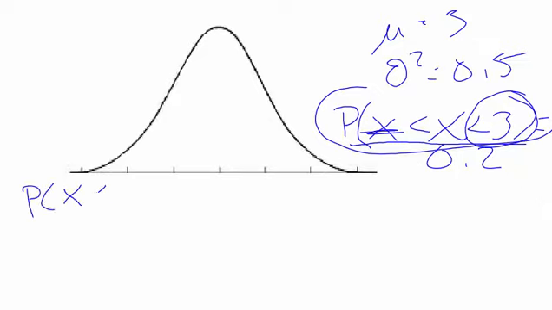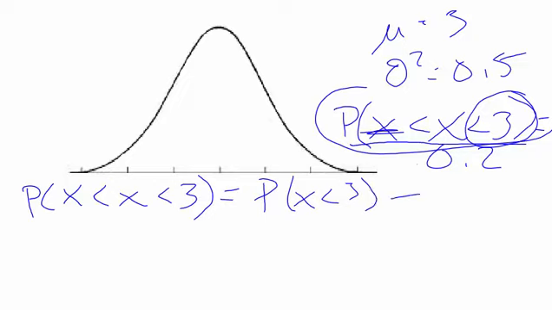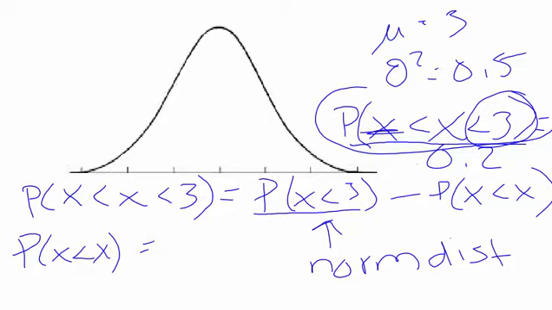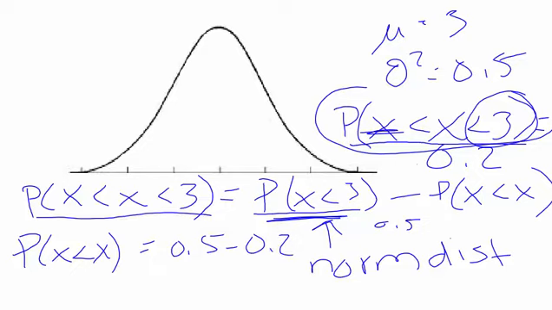So we have the probability of x being less than x to 3 is equal to the probability of x being less than 3 minus the probability of x being less than x. Again, we're going to use the norm dist, and we solve for that. What we end up doing is moving things around. We get the probability of x being less than x is equal to, in our case, we solve for this in Excel and we get 0.5. So 0.5 minus 0.2, which is this probability here.